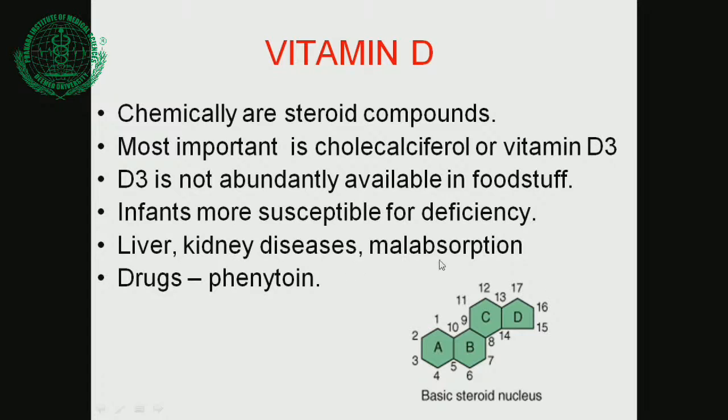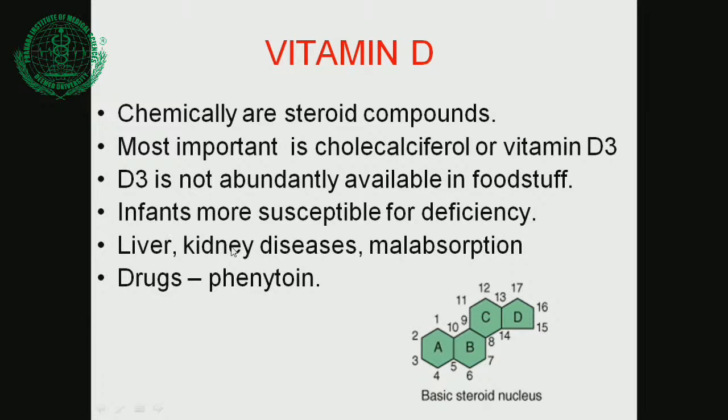Then liver disease, kidney disease and malabsorption. Why should these diseases cause vitamin D deficiency? Yes, liver. If the liver is diseased, cirrhosis or any other chronic hepatitis, what will happen? Vitamin D will not be converted into 25 hydroxy form. After vitamin D is formed under the skin, hydroxylation occurs at the liver and kidney. The first hydroxylation occurs in the liver, giving 25 hydroxycholecalciferol. If the liver is not functioning properly, this hydroxylation will not occur.